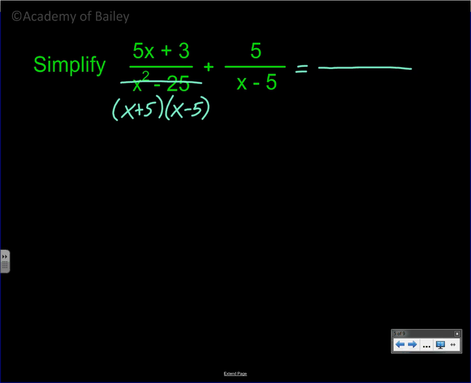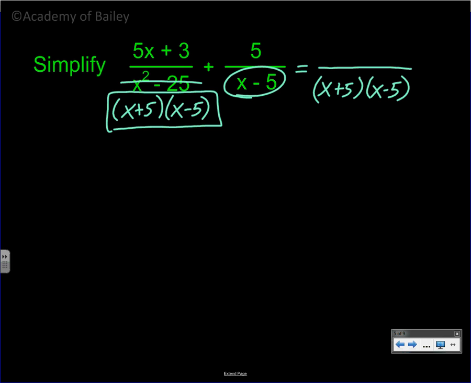Our common denominator, let's go ahead and put both of these into the denominator. X plus 5, x minus 5. So we have those taken care of. Now let's look at this x minus 5. It's already in the denominator, so we do not have to put it in a second time. So we're good to go here.